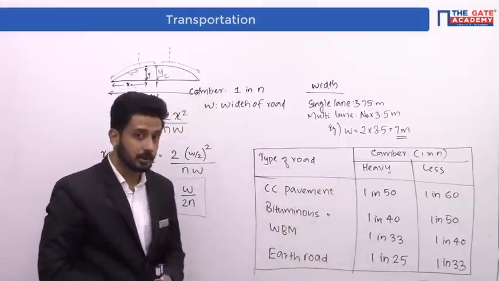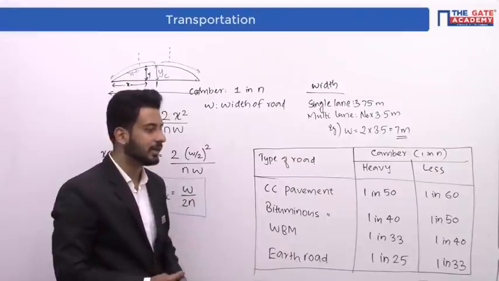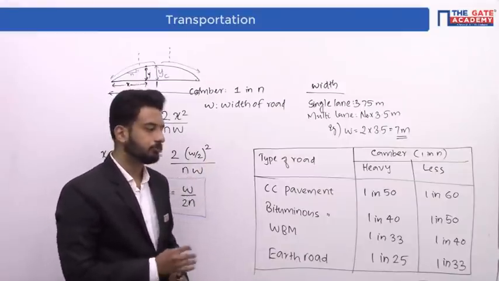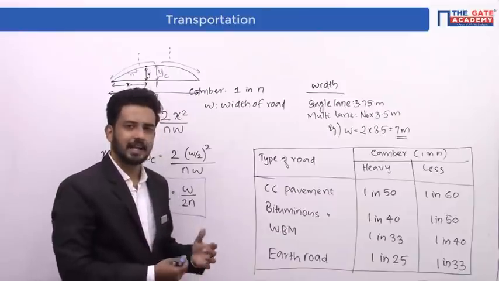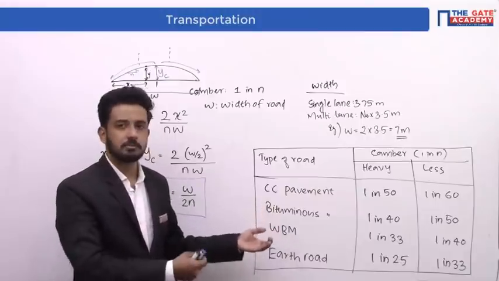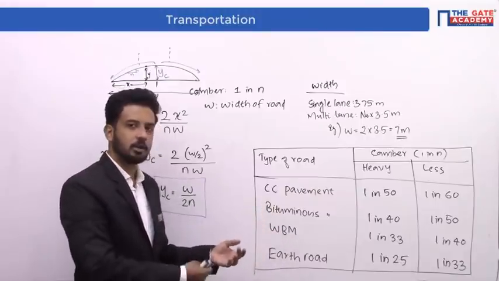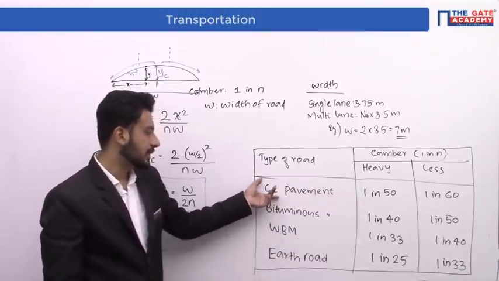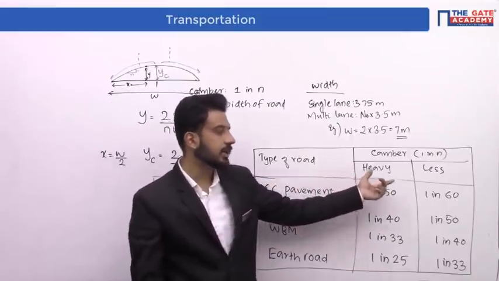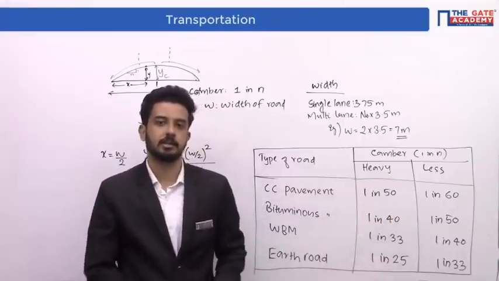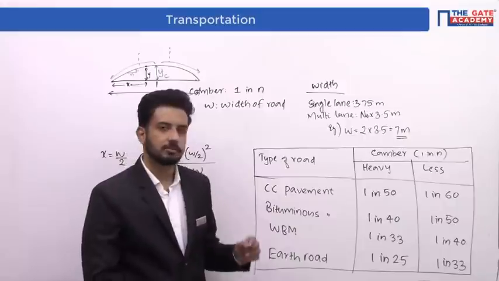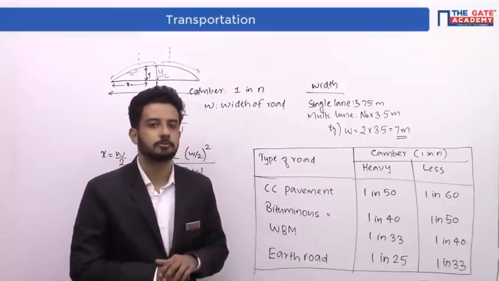Okay, if you are referring to the previous questions, you can find that such questions have been asked before. For 1 mark, they will directly ask you what is the value of camber. I am just giving an example: what is the value of camber for a cement concrete pavement if it is to be constructed in a less rainfall area? Then the camber value is 1 in 60. So they have asked such types of questions for 1 mark.